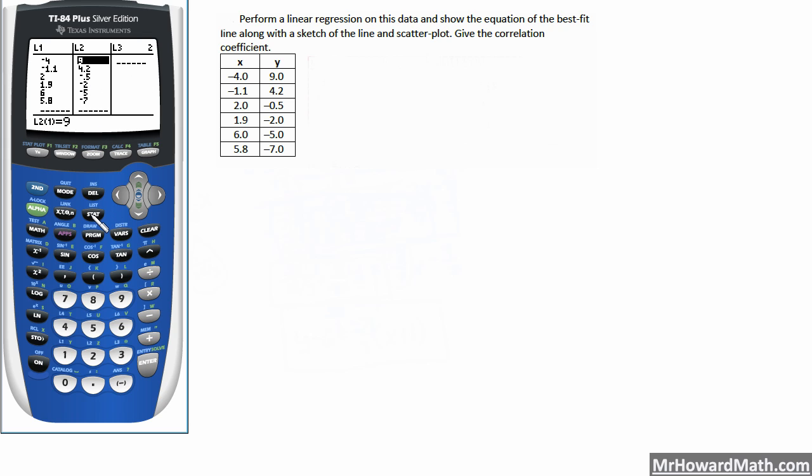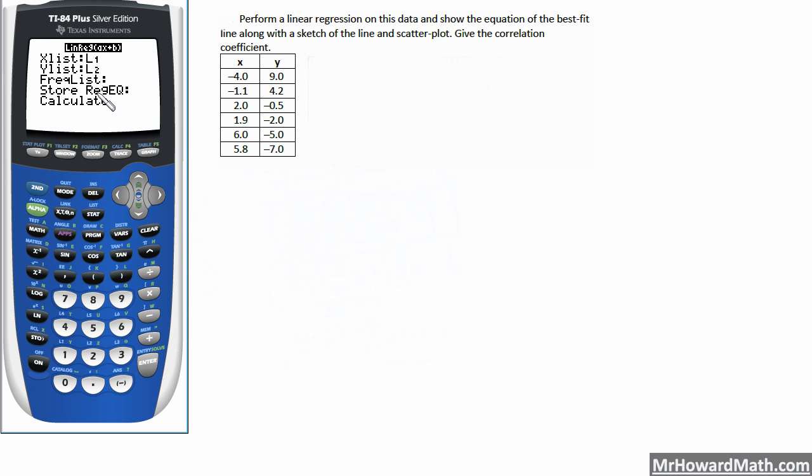After we do that, we're going to go stat again. Everything's going through the stat button for linear regression. So stat, we go over to calc, and we're going to choose option 4 for linear regression. The newer operating system has this menu now. X list, list 1, yes, that's what we wanted. Y list, list 2, yes, that's what we wanted. Frequency list, we'll skip that.